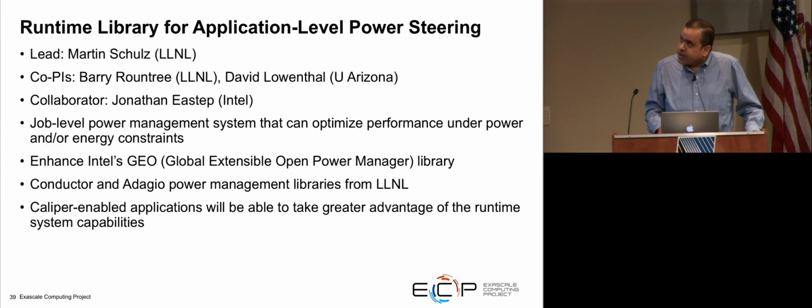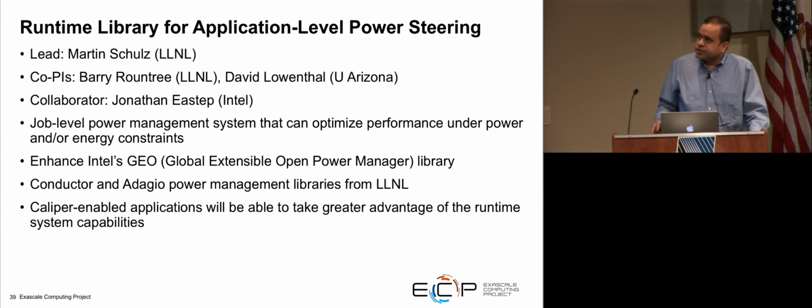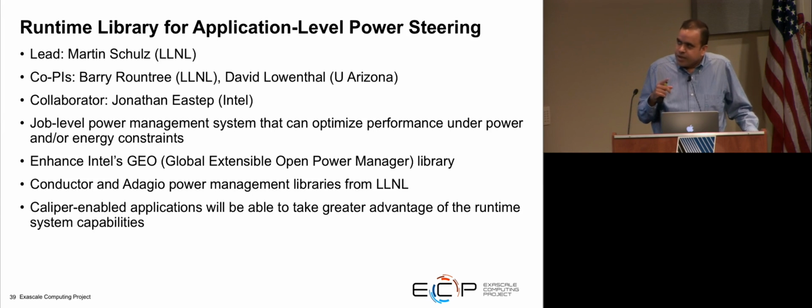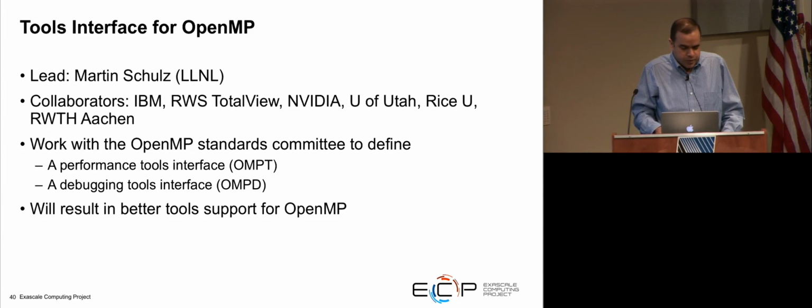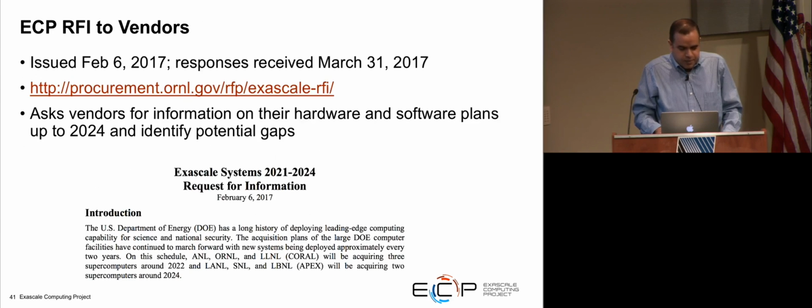There is a runtime library for application level power steering by Martin Schulz, and it's a job level power management system that can optimize performance under power or energy constraints, and it uses Intel's global energy optimization library. So they have collaboration with Intel, but something like this would be useful to meet the power requirements. There's a tools interface for OpenMP. That's an ATDM effort that's similar to the tools interface for MPI, but applied to OpenMP.